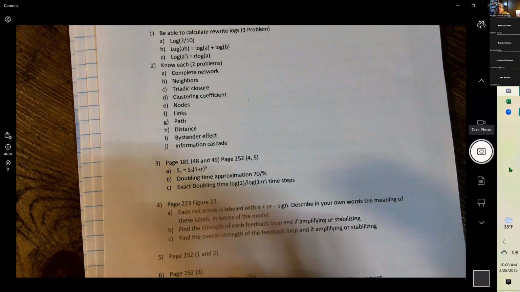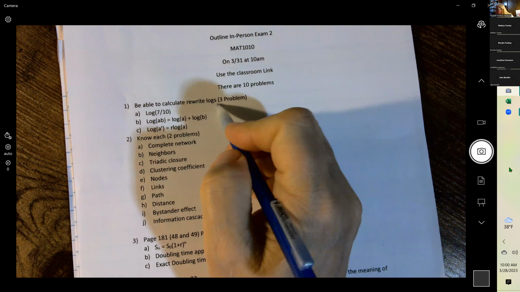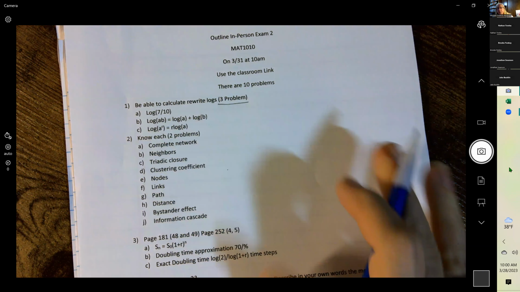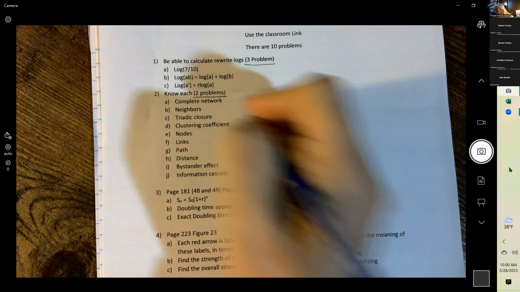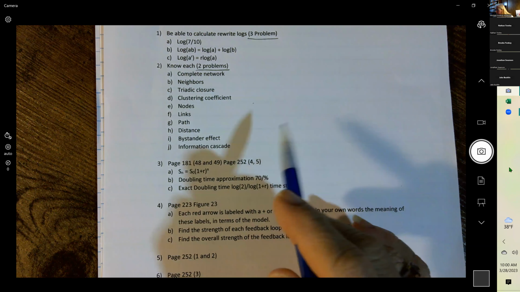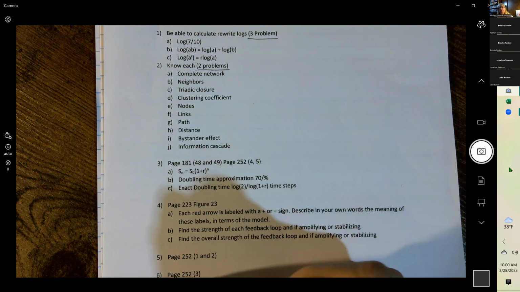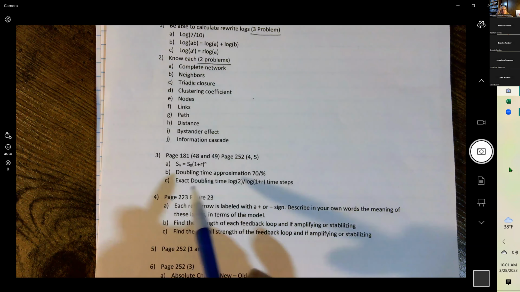This is on As You Learn. It's an outline. There's 10 problems on the exam. 3 of them come from here, which we covered yesterday. 2 from this one, and then 1 of each of the rest. 7, 8, 9, 10, yeah. But we did numbers 1 through 3.